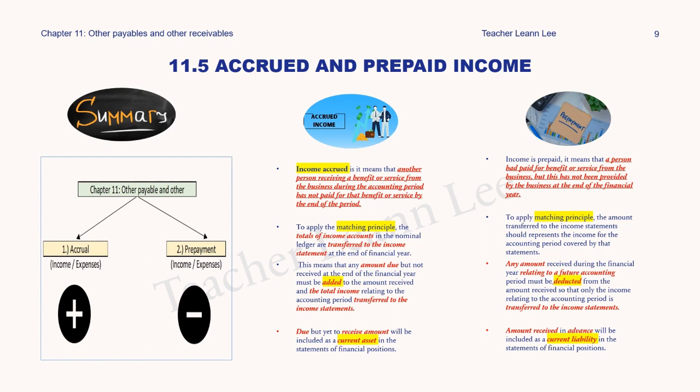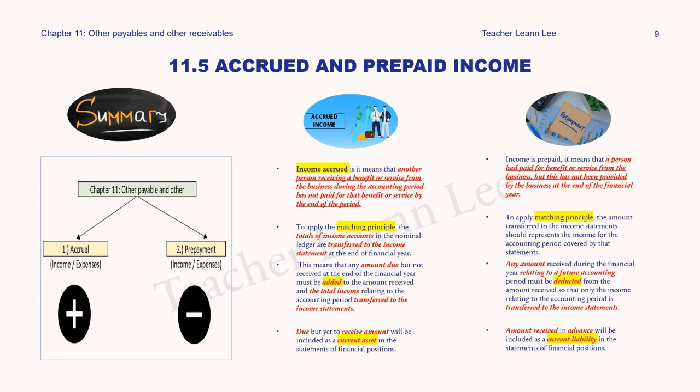And when there is an income prepayment, there is a person who has paid for the benefit or service but it had not been provided by the business at the end of the financial year. So it means I'm receiving money for future service that I'm supposed to provide. To apply the matching principle, I will transfer to the income statement exactly 12 months of income amounts from the ledger.